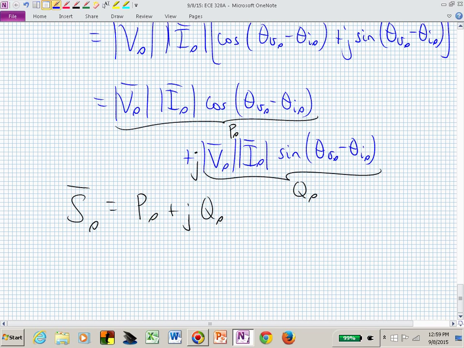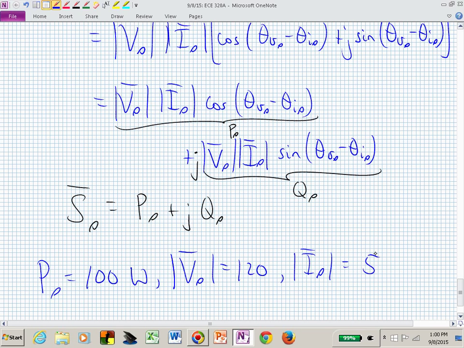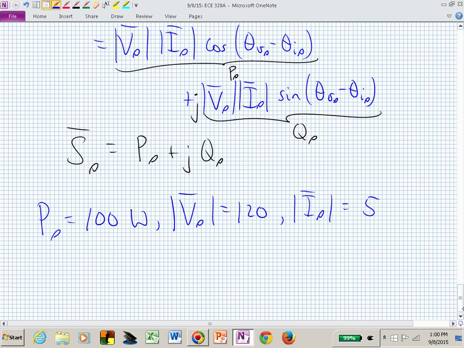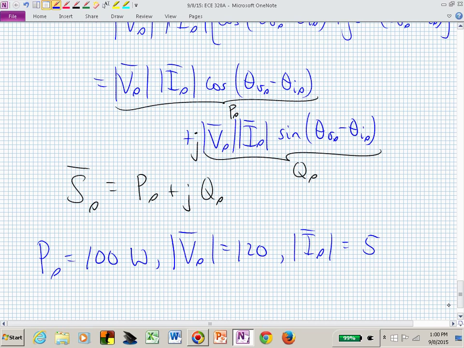Let's remind ourselves of what we have. We were given P sub S was 100 watts. V sub S was 120, or its magnitude, and I sub s, its magnitude was 5. We can now use that in this P sub s formula. We have P sub s, we have the magnitude of V sub s, we have the magnitude of I sub s. The only thing we don't have is the cosine of that angular difference, but that's the power factor seen by the source.